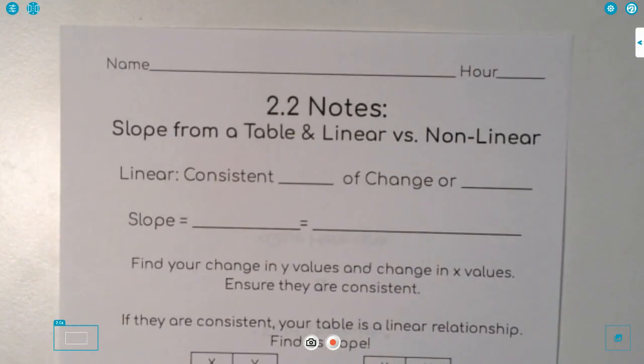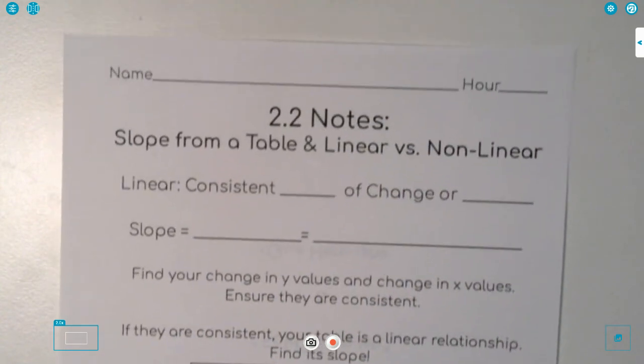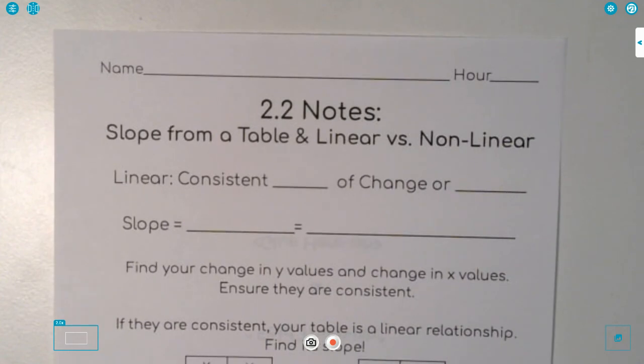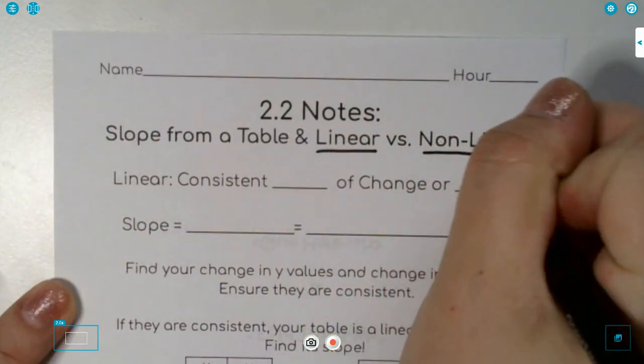So today we are looking at slope from a table of values. You're going to have these little tables with x's and y's on them, and we are going to find the slope from those tables. Finding the slope isn't the hard part. The hard part is figuring out whether or not that table even makes a line.